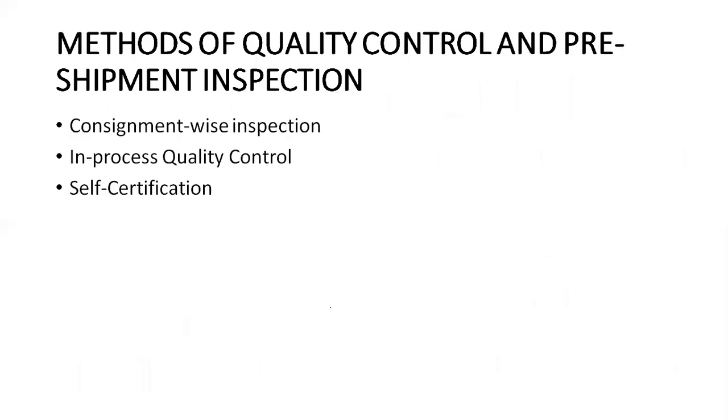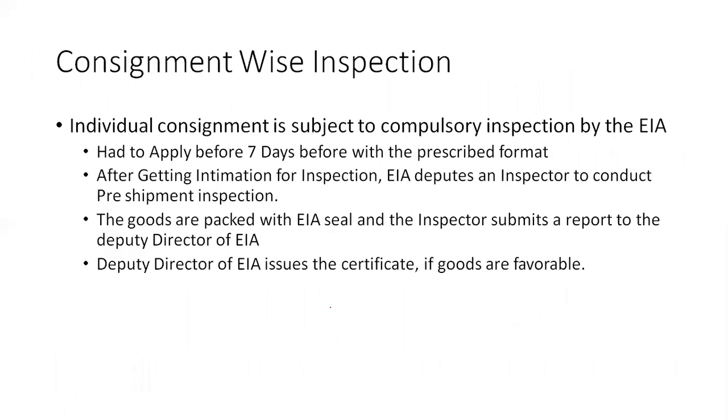Okay, so what are the methods available in quality control and pre-shipment inspection? First one is consignment-wise inspection, second one is in-process quality control, and third one is self-certification. So these are the three shipment inspection methods that are being used in India. So let's see consignment-wise inspection. This is the first inspection process.